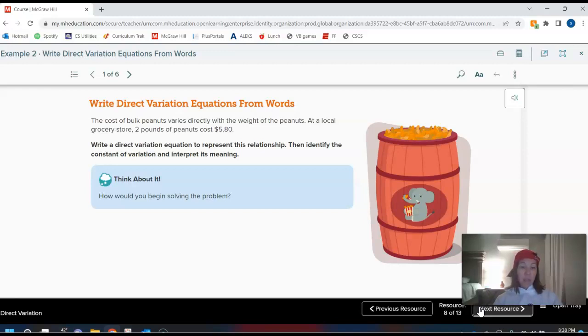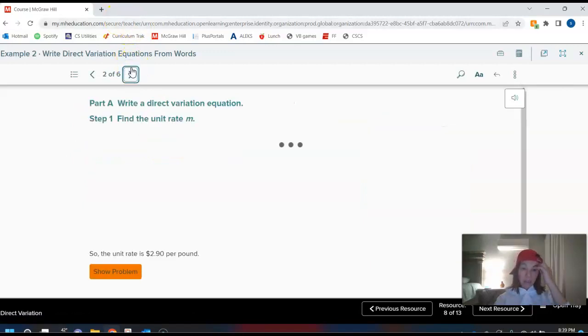The cost of peanuts varies directly with the weight, or is proportional to the weight, same thing. At a local grocery store, 2 pounds costs $5.80. We want to write a direct variation equation to represent this relationship, then identify the constant of variation and interpret its meaning. So again, identify the slope or the constant of proportionality or the unit rate. It's the exact same thing as the constant of variation.